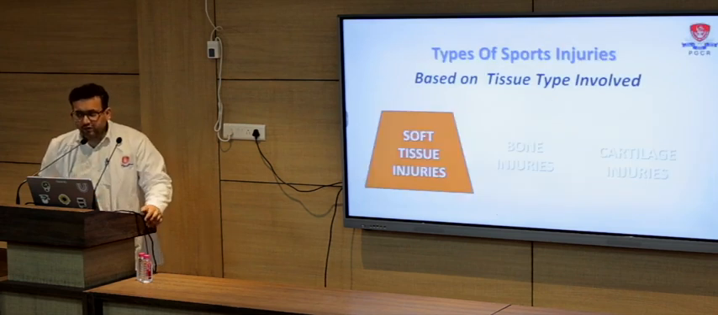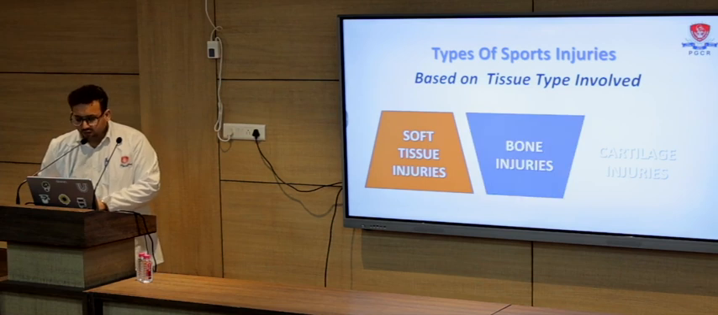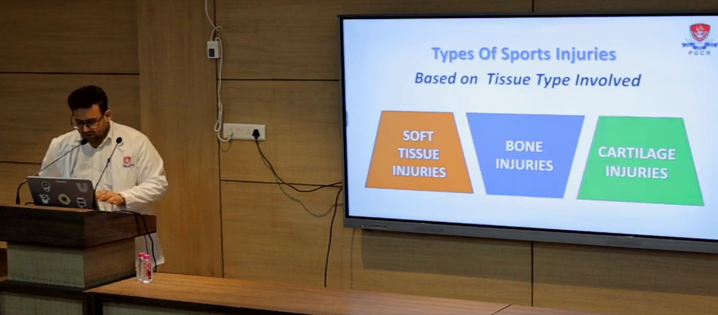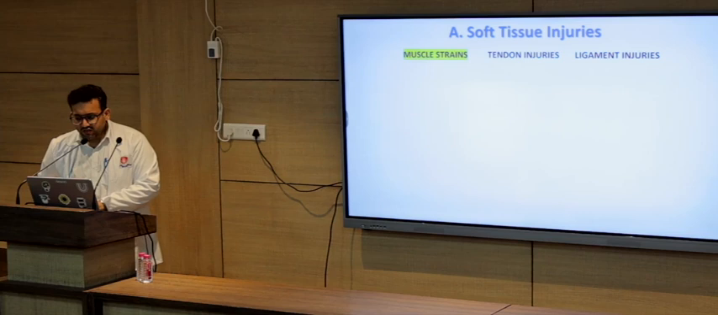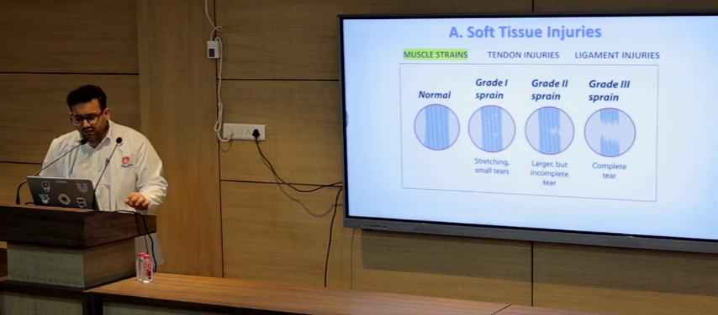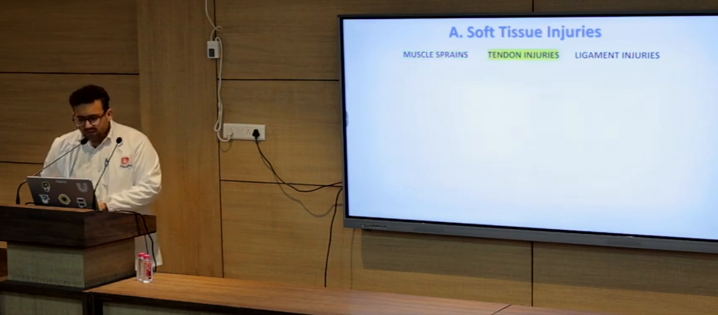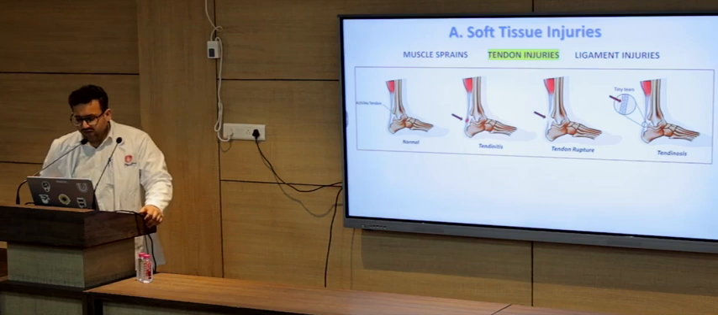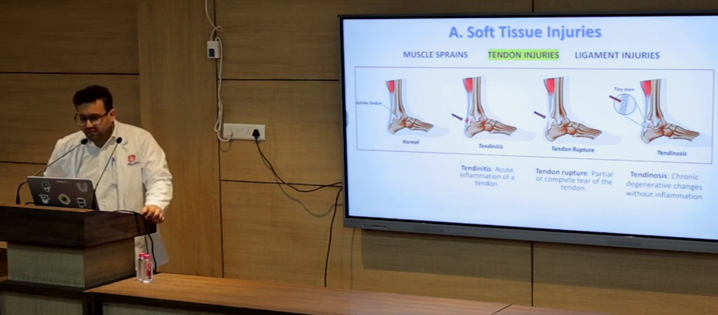Then, on the basis of tissue type involved, we divide the basics of sports injuries into three subparts, that is soft tissue injuries, bone injuries, and cartilage injuries. For soft tissue injuries, we have muscle strains, which can be divided from a small tear to a complete tear. Then we have tendon injuries. For tendon injuries, we have tendinitis, tendon rupture, and tendinosis. Example being Achilles tendinopathy, as discussed earlier.